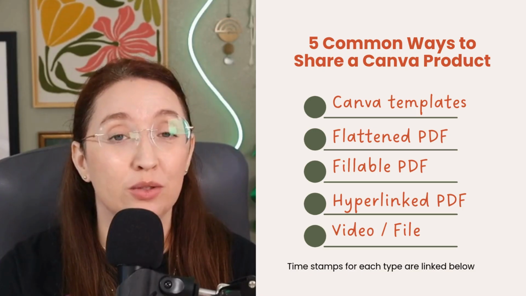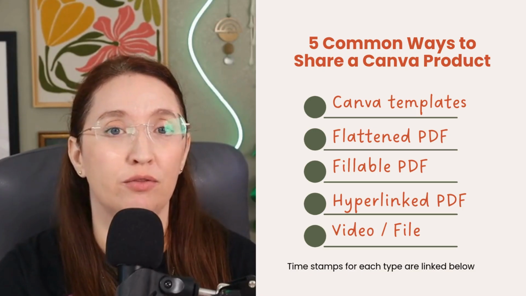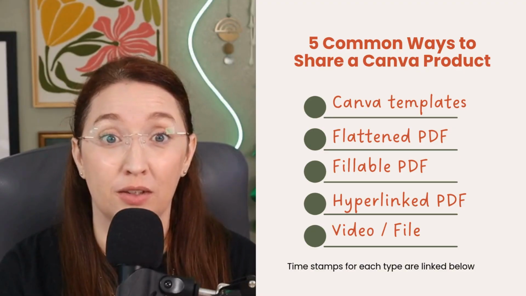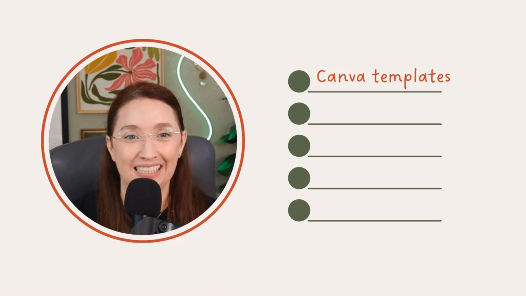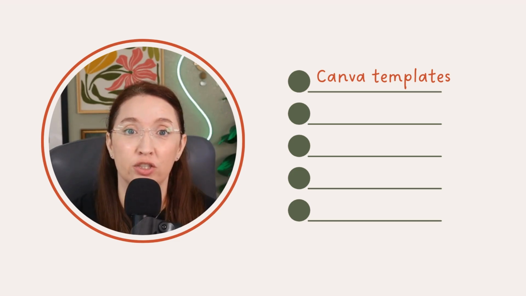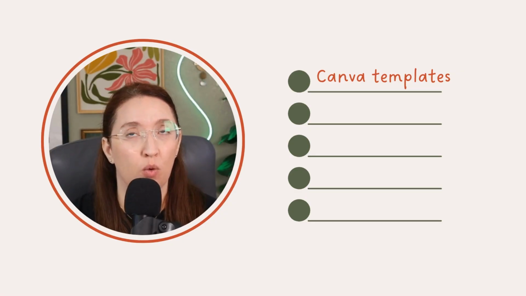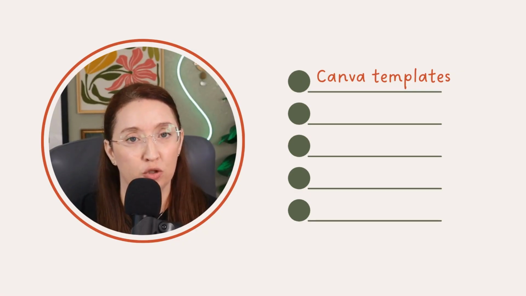Before we dive into these demonstrations of how to share your Canva products, let's quickly look at the 5 most common ways to deliver your products. The first type is a Canva template link. This is a link that lets your customer edit the design themselves right inside of Canva. It's perfect for things like social media templates or editable templates that they can then print themselves, share with others, or use to create social media posts. There are so many different reasons to share a template link, and I'm going to walk you through how to create that one.